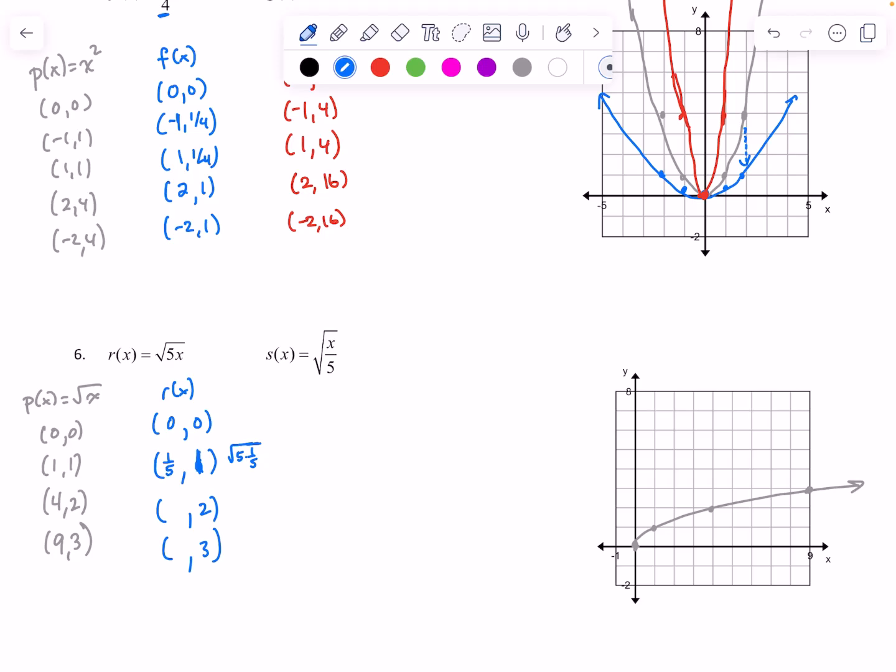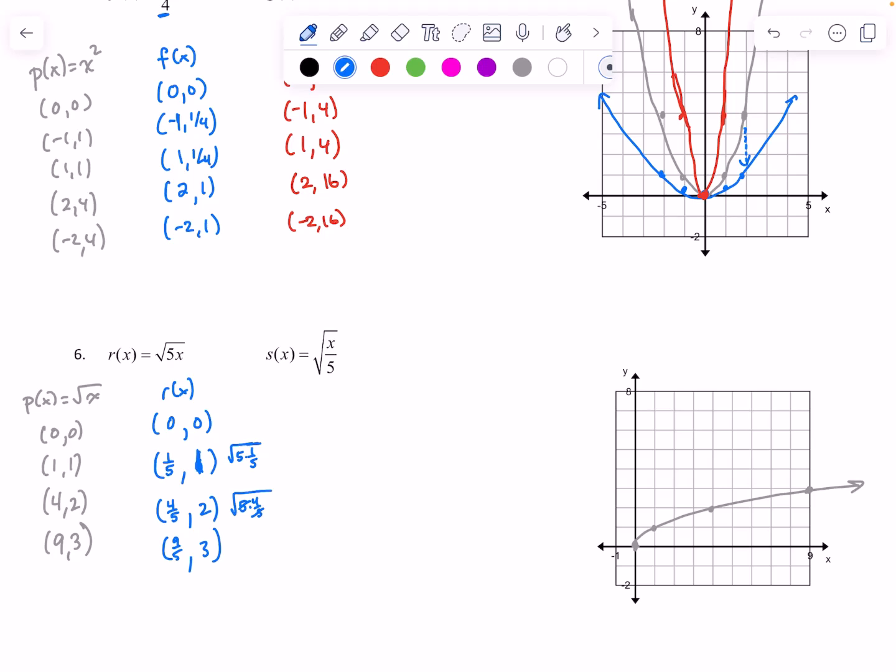Here, if I take 4/5 and 2, if I plug 4/5 into my function r of x, I'm getting 5 times 4/5, which is 4, and the square root of 4 is 2. So that works. And then this one is going to be 9/5.